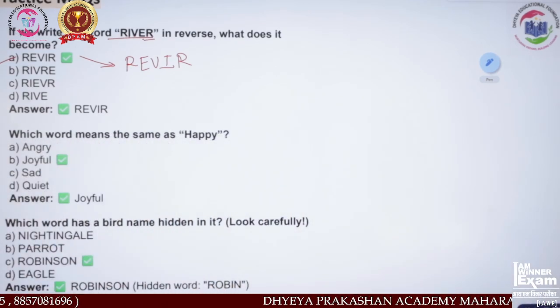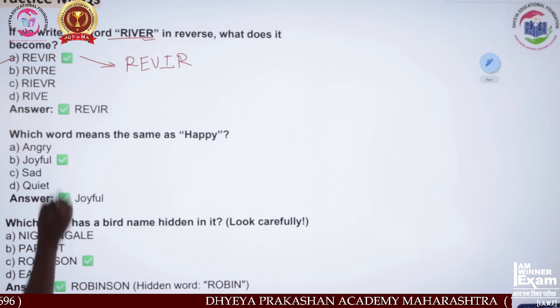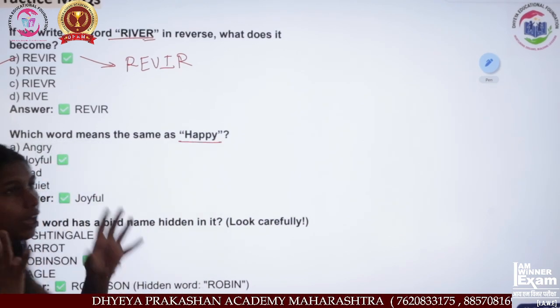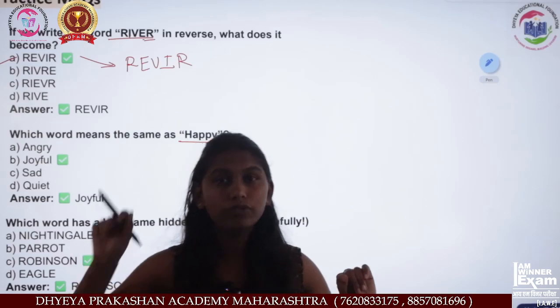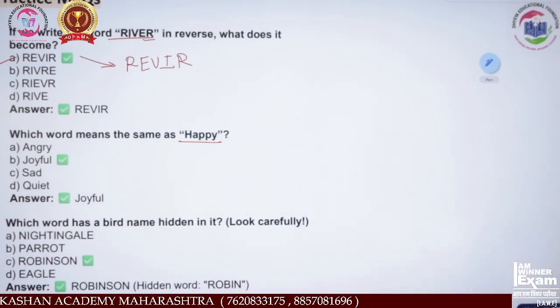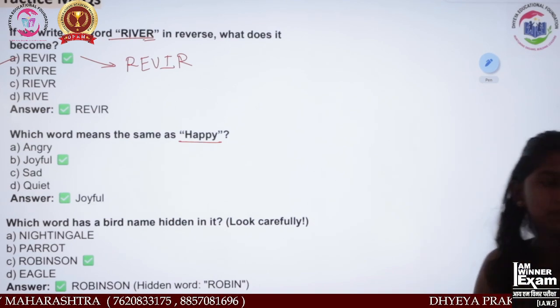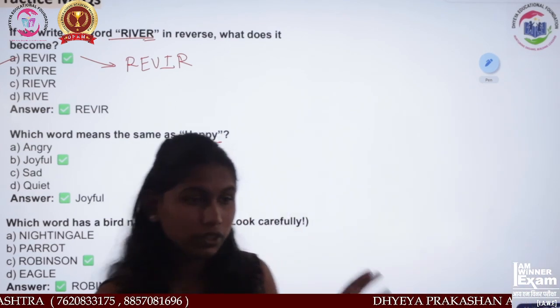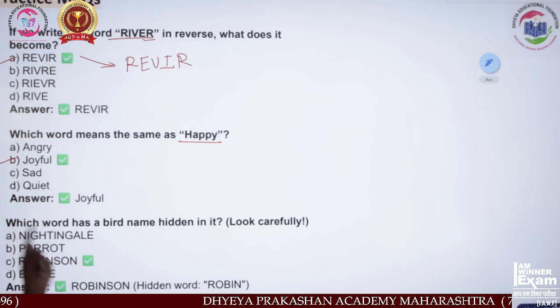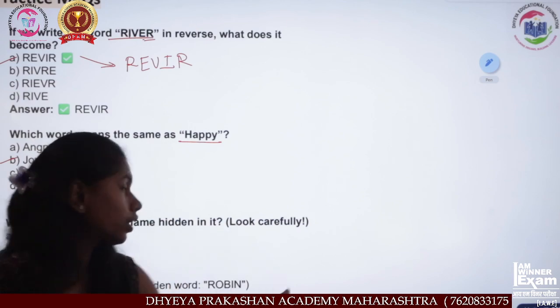Okay. Then next. Which word means same as happy? Now they are asking for a similar word for happy. What is the similar word for happy? That is joyful. That is joyful here. So option B will be the correct option.